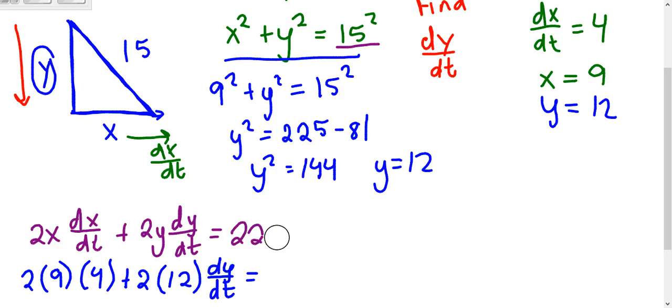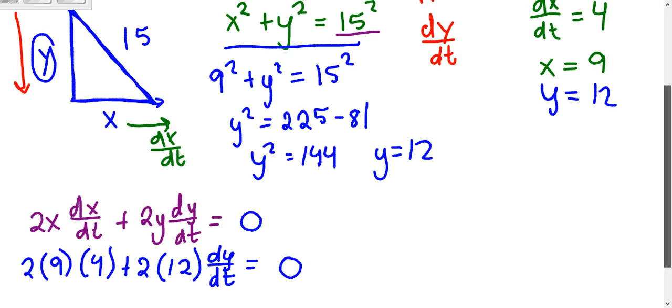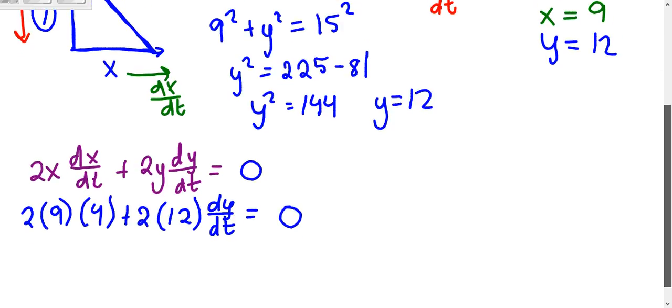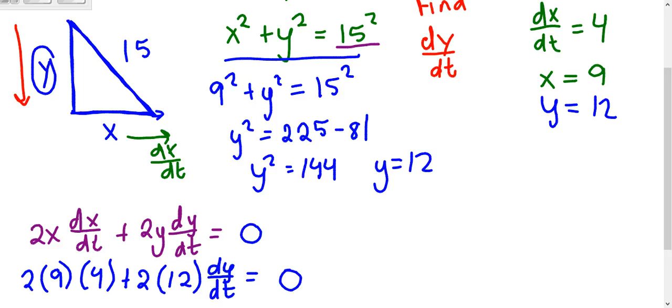Let's fix that. Silly me. The derivative of a number is 0. So that's a 0. As much as I like the number 225, that should not be in our problem. Sorry about that. So now we just evaluate and solve for dy/dt.